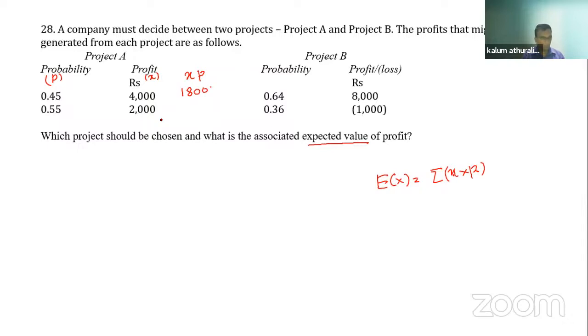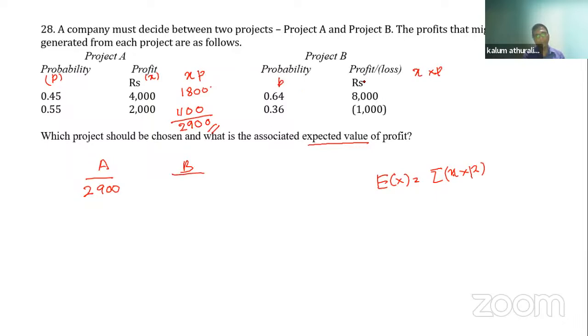0.55 times 2,000 is 1,100. Total is 2,900. The expected value of project A is 2,900. The expected value of project B, X times P.